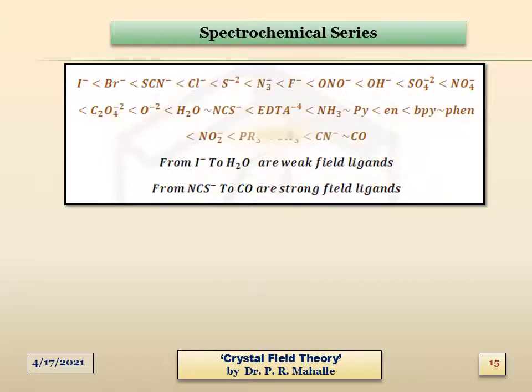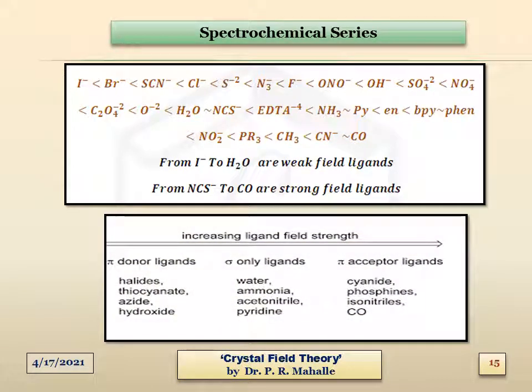Now we will see the spectrochemical series. It is the series of ligands in which the ligands are placed according to their field strength. Here we can see in the spectrochemical series the ligands from iodine to aqua, that is H2O, are called weak field ligands, as they exert weak field strength on the central metal ion, and from thiocyanato-N to carbonyl, they are termed strong field ligands, as their field strength is increasing.